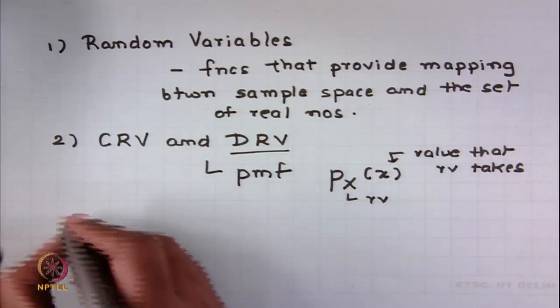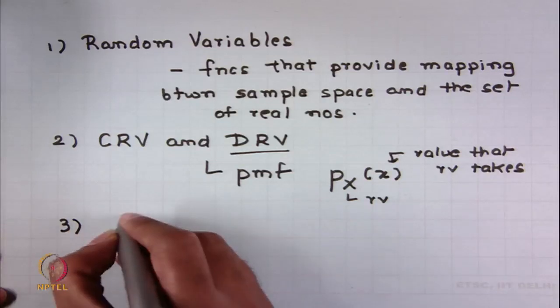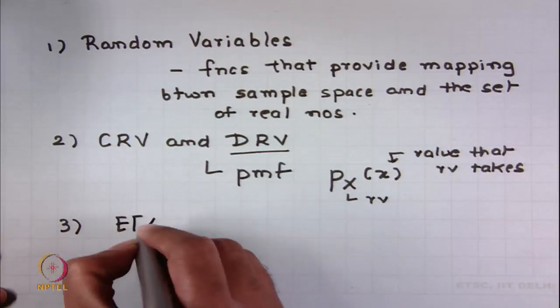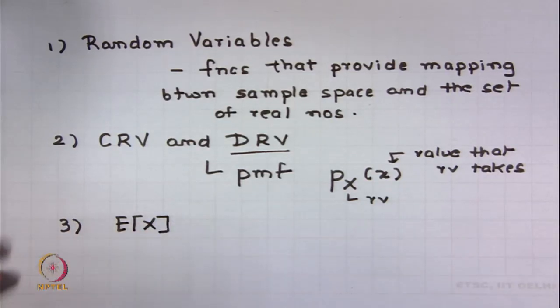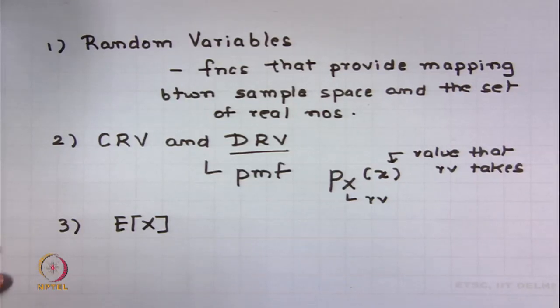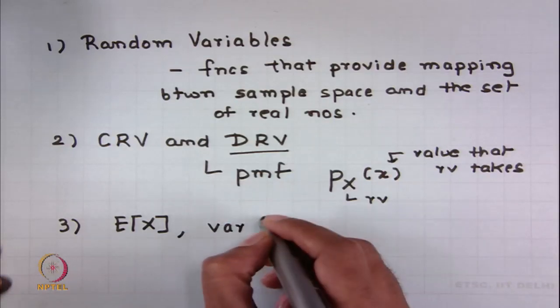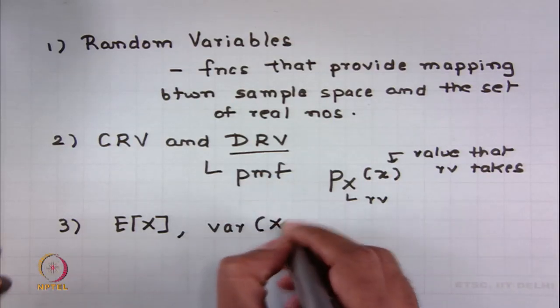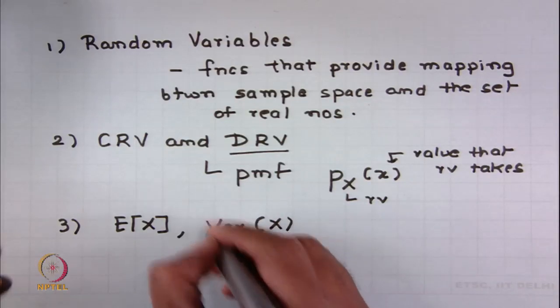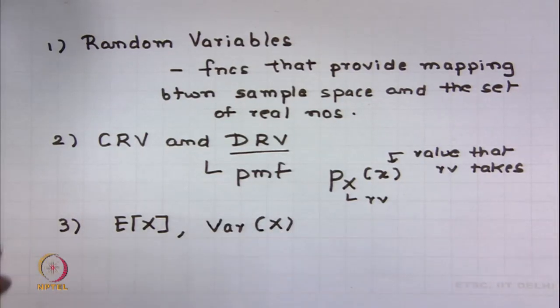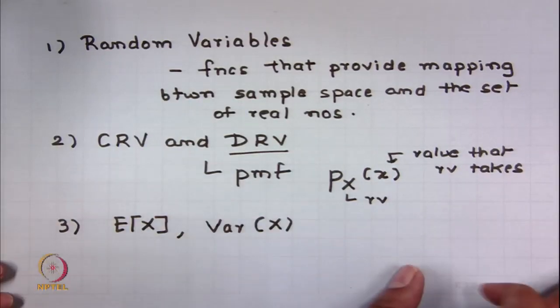The third thing that we did is we introduced expectation operator. We said expectation operator could be understood as an average value of the random variable, and we also introduced the concept of variance of a random variable. So, basically these were the three important concepts that we covered in the last lecture.